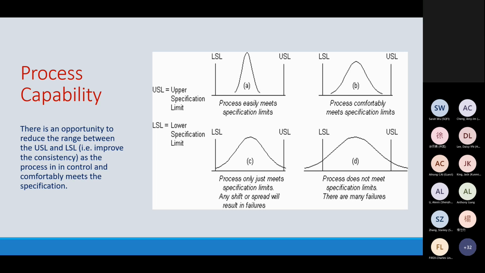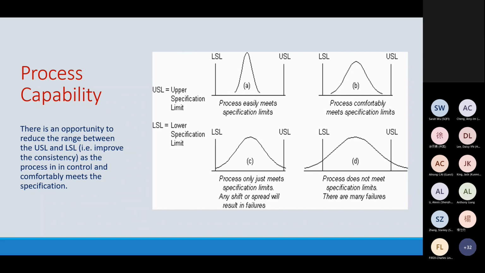The top right-hand drawing there is the process comfortably meets specification limits. If that is happening consistently in all shifts, in all events, then the site can just leave things alone. They're minimizing the wastage. Everything's under control, but they may want to look at reducing the process variation again, so they can get more to the top left-hand corner.